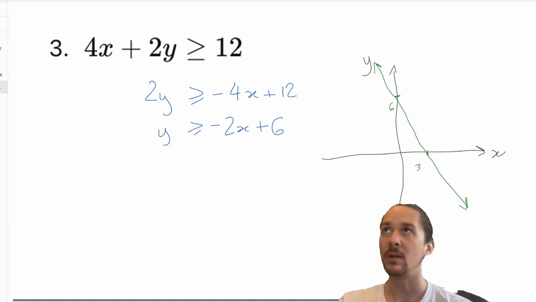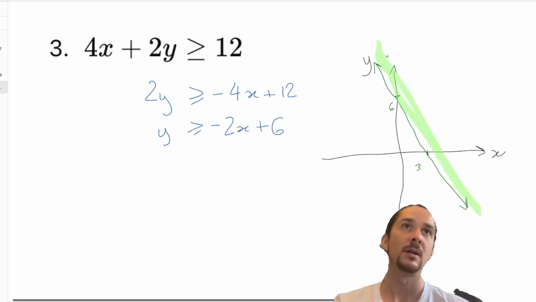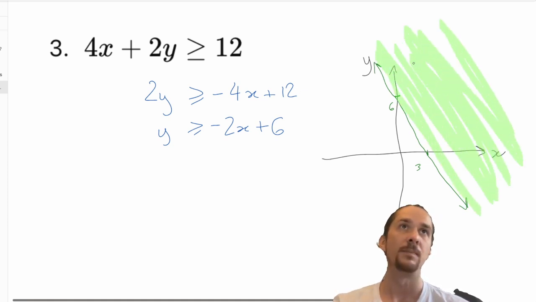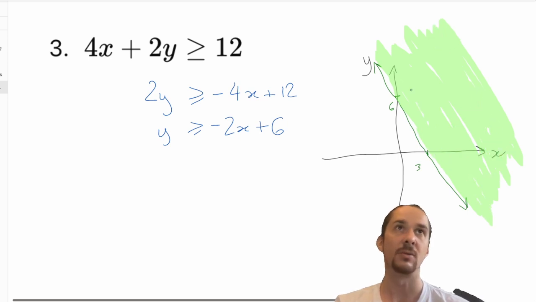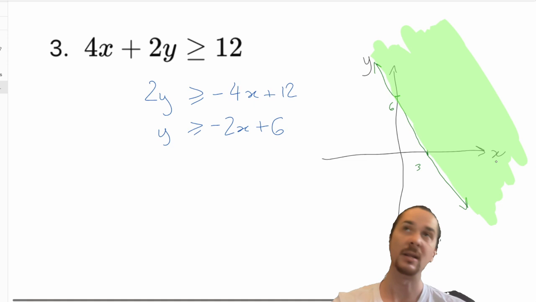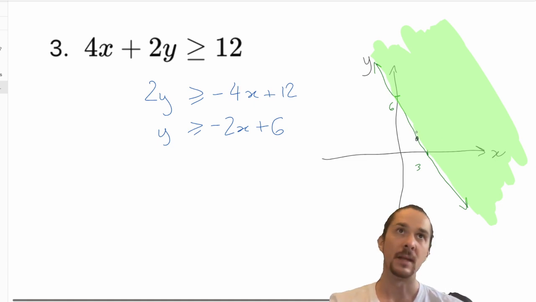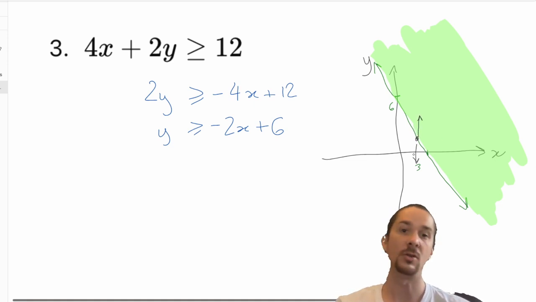And because y is greater than or equal to, this time, instead of coloring below the line, we're going to color in above the line. Now, because this line is so steep, it makes it a little bit less clear which direction is up and which direction is down. But if you just pick any point on the line, and then you say this is up and this is down, it should be really obvious to you which side of the line you need to shade.